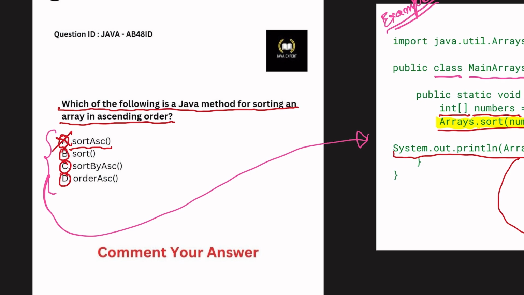Okay, let's check option C. Sort by ascending method is not a part of Java's standard API. It sounds like it might belong to custom utilities or another language, like JavaScript libraries or Python style naming, but it is not valid in core Java. So that is why option C is wrong.